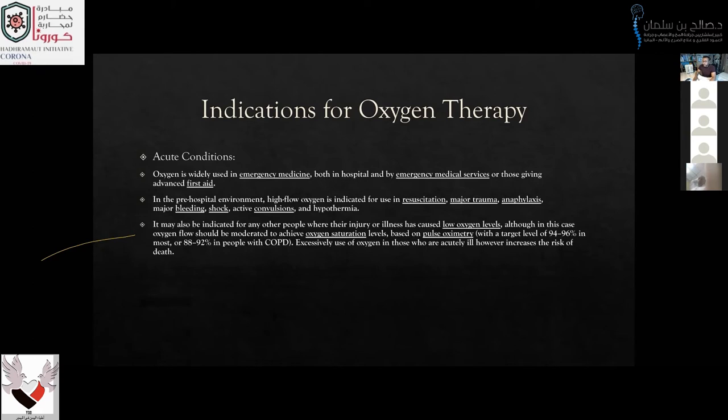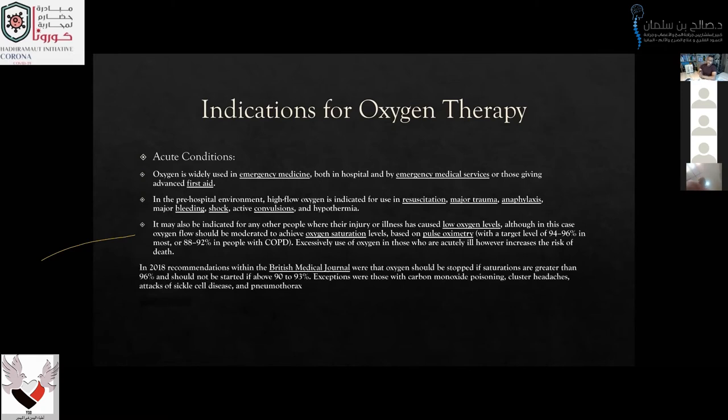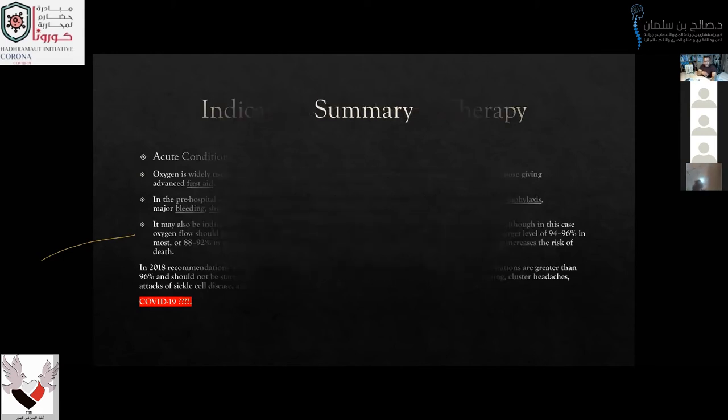Excessive use of oxygen in those who are acutely well, however, increases the risk of death. In 2018, the recommendation within the British Medical Journal was that oxygen should be stopped when saturation is greater than 96% and should not be started when above 90 to 93%. Exceptions were those with carbon monoxide poisoning, cluster headache attack, sickle cell disease and pneumothorax. For COVID-19, it is still a matter of question whether we should give above 93% or not, I don't know. Still a matter of discussion.